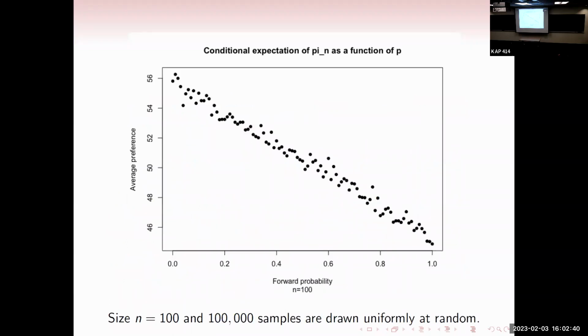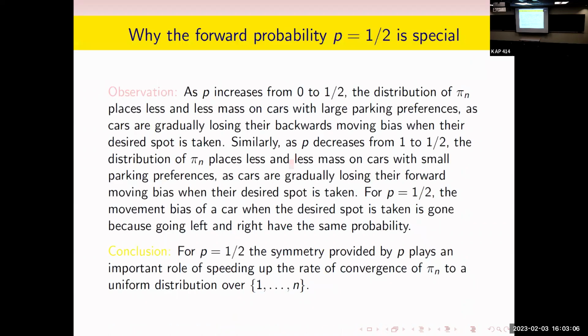All right, and this is just a simulation plot. It shows that when the forward probability p goes from 0 up to 1, we see the expected value of pi_n decreases like this. It decreases linearly with respect to p.